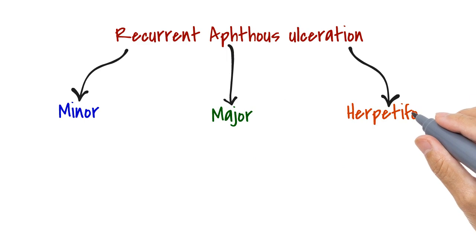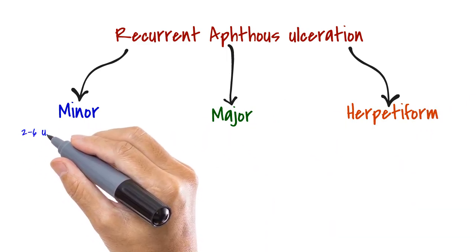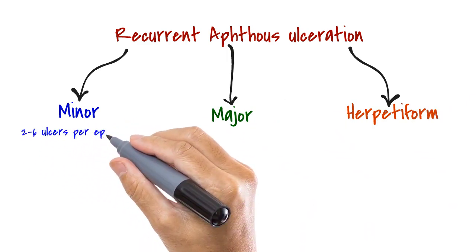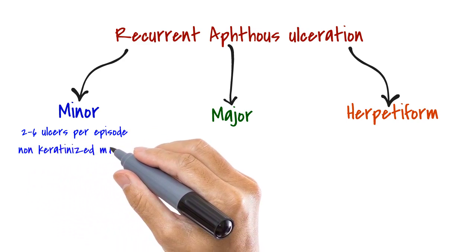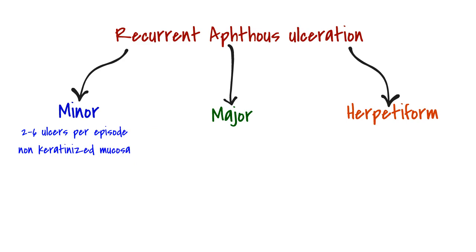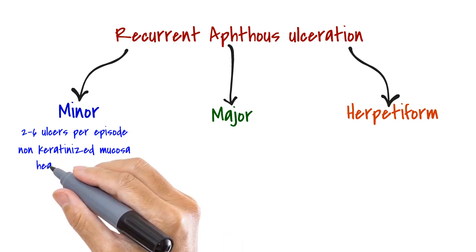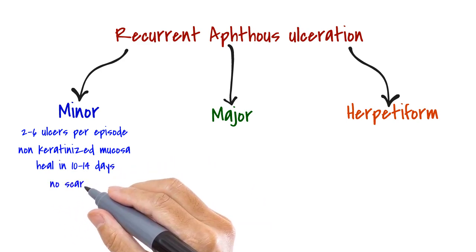In the minor category, you'll typically see 2 to 6 ulcers per episode. These ulcers generally will involve non-keratinized mucosa, so this would be the labial mucosa, buccal mucosa, floor of mouth, and ventral side of the tongue, and they typically heal in 10 to 14 days without scarring.